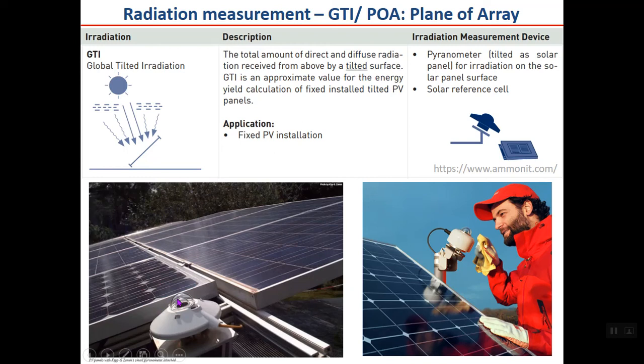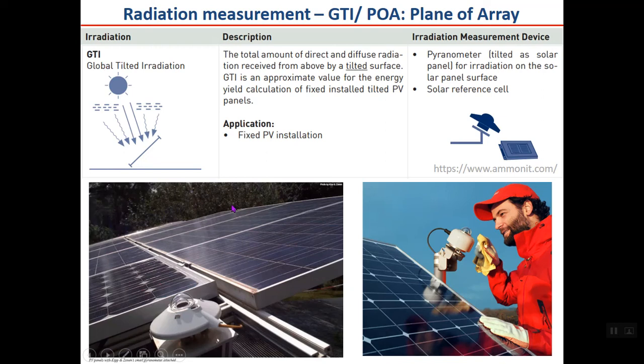Tilted surface means a surface like the one you can see here, which is tilted, because you know that generally, or in most cases, solar modules or solar collectors are installed at an angle or tilted. So if you measure the solar radiation on the tilted surface, which is certainly different from the radiation on a horizontal surface, this is named GTI.